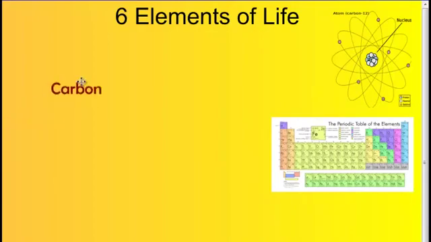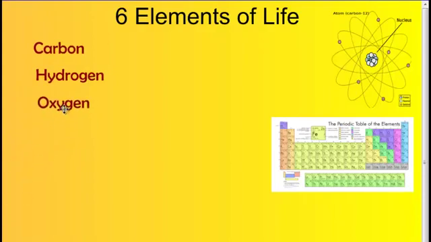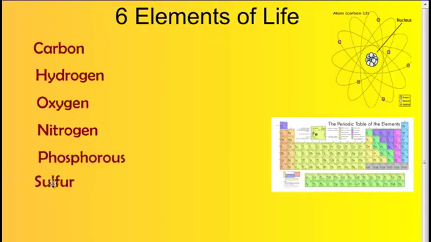And the primary ones are carbon, hydrogen, and oxygen. And the convenient thing about each of these is that the chemical symbol for them is the first letter of the word. So C is carbon, H is hydrogen, O is oxygen. Some minor elements that are still very important for living things that we all need include nitrogen, phosphorus, and sulfur.